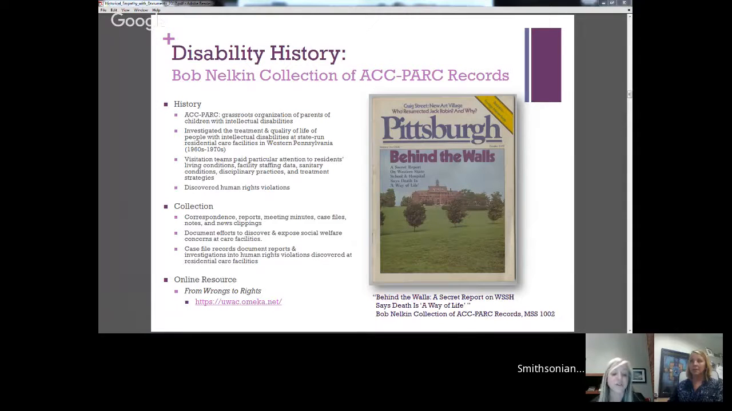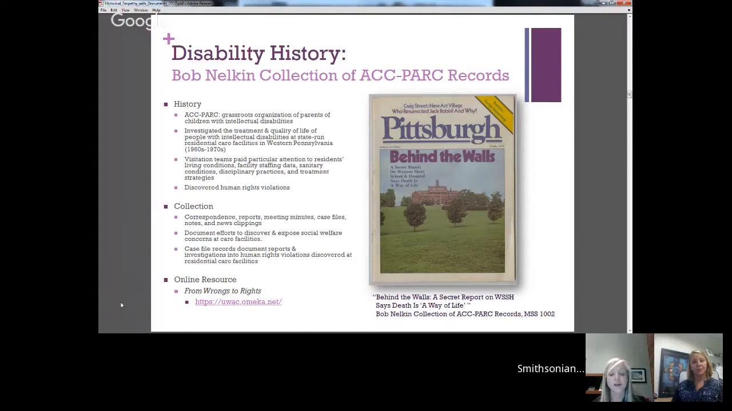So this organization was a grassroots organization made up primarily of the parent advocates of those with intellectual disability. The organization itself was founded in the early 1950s, but what we see most reflected within the collection is the work that this chapter undertook to act on reports they were receiving that the human rights of those with intellectual disabilities were being violated within state-run care facilities throughout Western Pennsylvania.